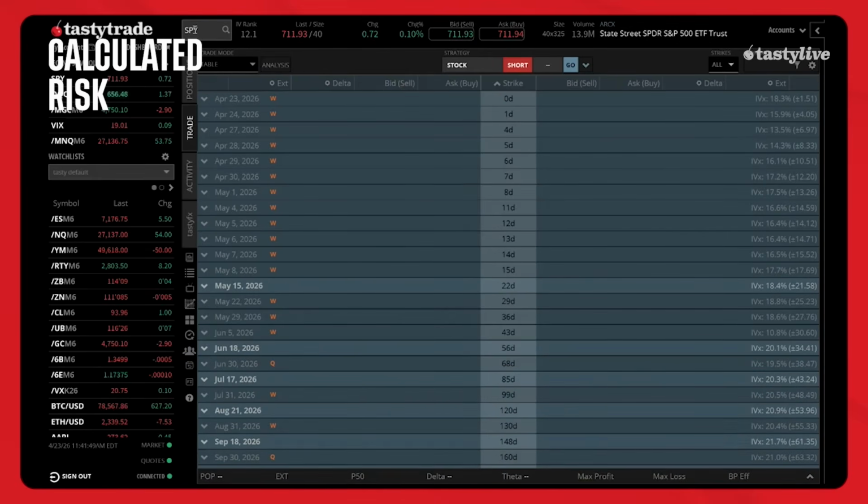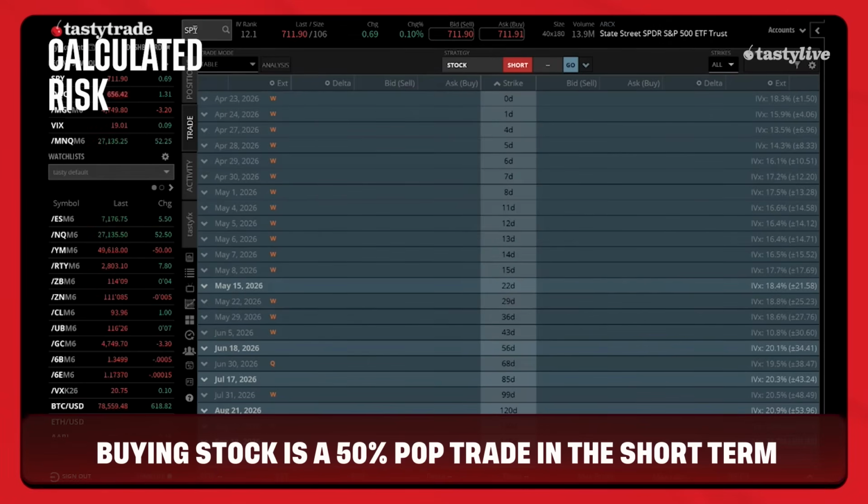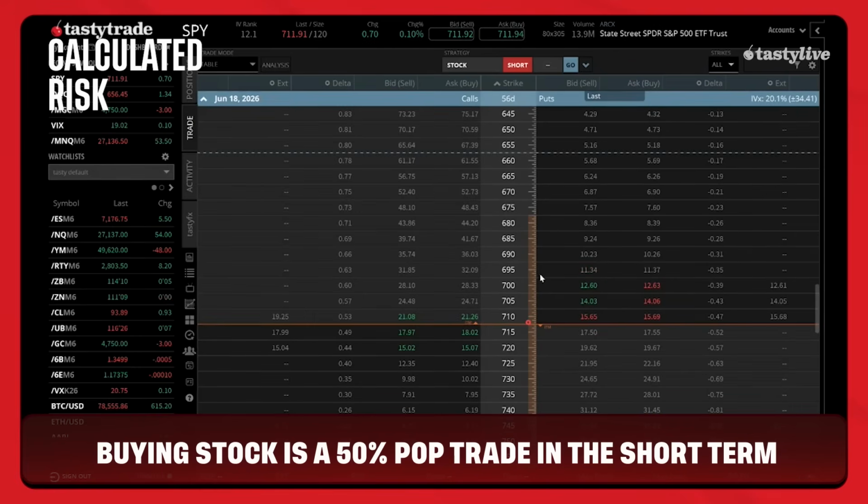Okay, so let's go back to SPY, and everything we're going to talk about here for the next couple of minutes, this would apply to any stock or any index. You're going to see the same phenomenon, so you can kind of play around with this on your own. So I'll go into the June cycle with 56 days to go. So obviously you've got the stock at 711.